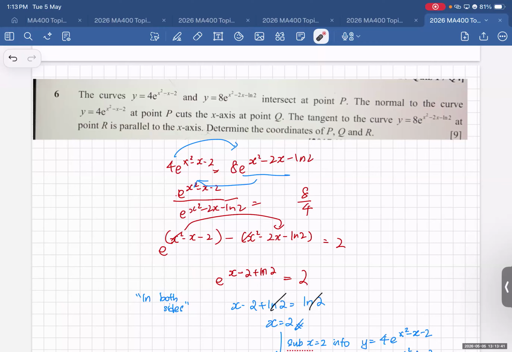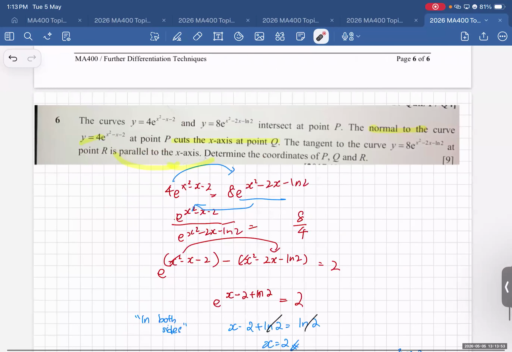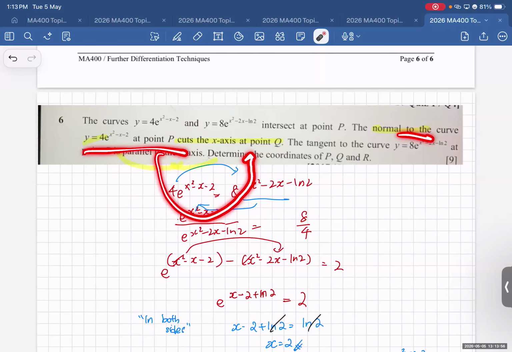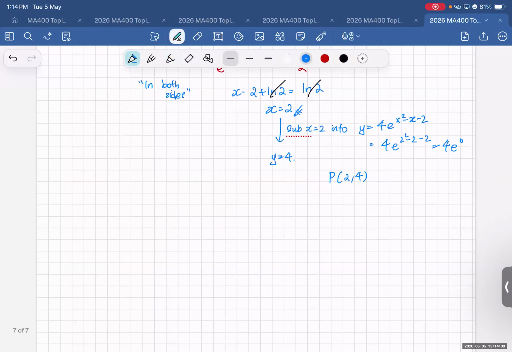Okay, look again. It cuts the x-axis at point Q. That means the normal to the curve at P has the x-intercept, which is Q. So it's the normal that has an x-intercept. So what do I need? I'll go back to find the normal. So our strategy now is to find the equation of the normal to the curve at P.